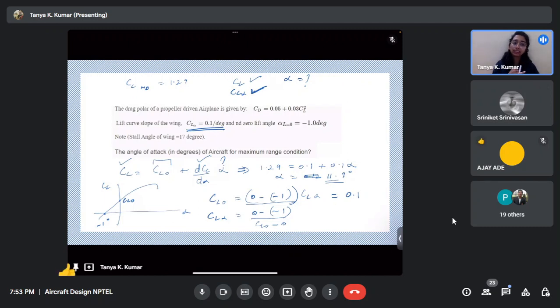So you had computed CL in the previous question. You have the lift curve slope and you had to find out the intercept CL naught. Using these three values, you use your lift curve slope equation. From there, all the quantities are known, only alpha is unknown. Plug in the values, find out alpha. That's all. Okay. So I think with this, we'll end today's session.